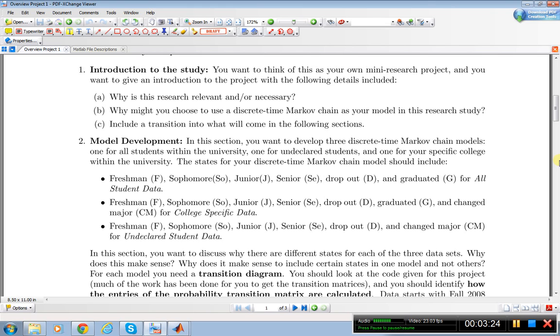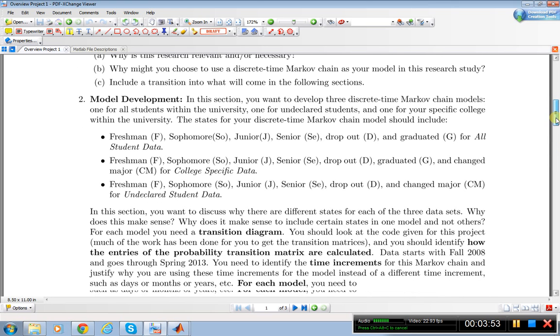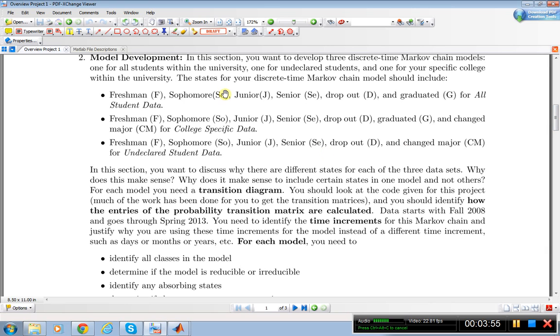Okay, so then the next section should be the model development. You have 3 different data sets, so you're going to have 3 different models. One model is going to be for all students. One model is going to be for college-specific data, so the data that is just for the specific college. Another one's going to be for the undeclared students. The reason why you have 3 different models for the 3 different data sets is what you need to explain. I should not give you the answer to this question, so you should figure this out yourself.